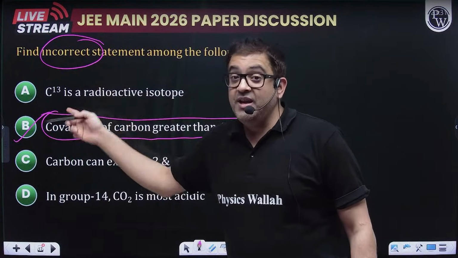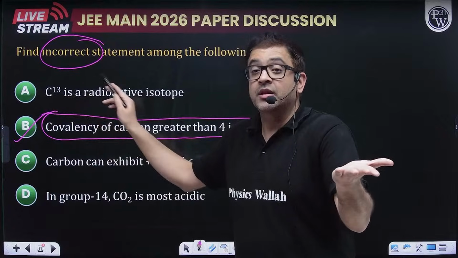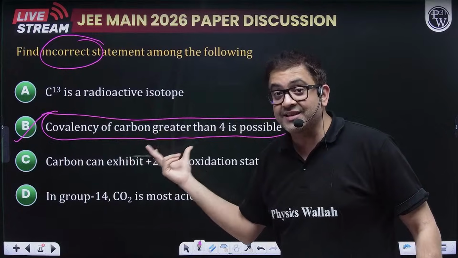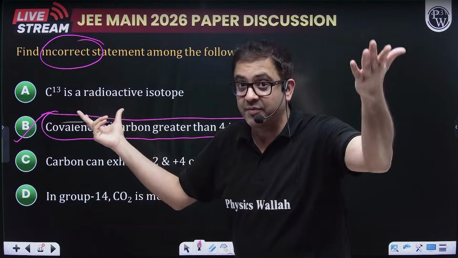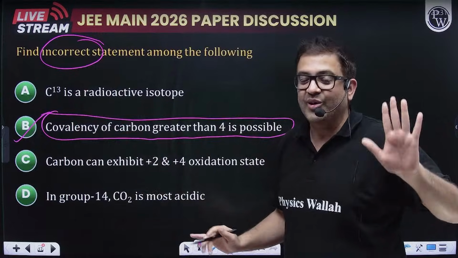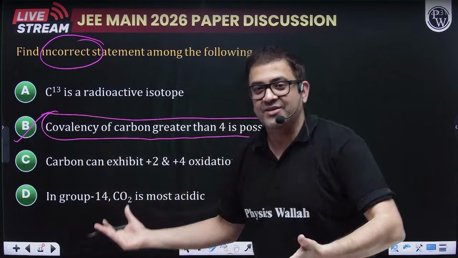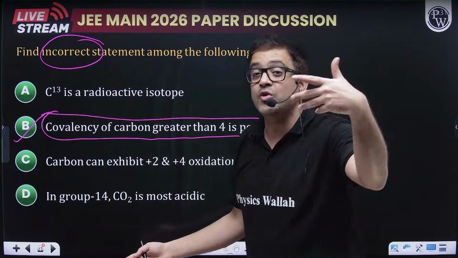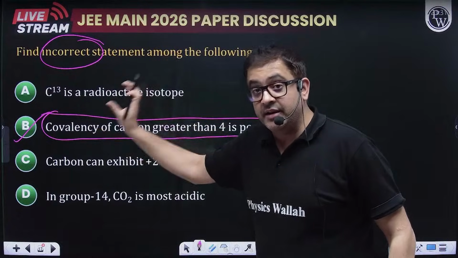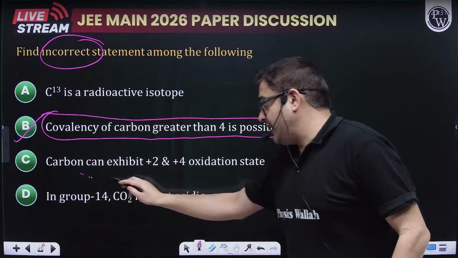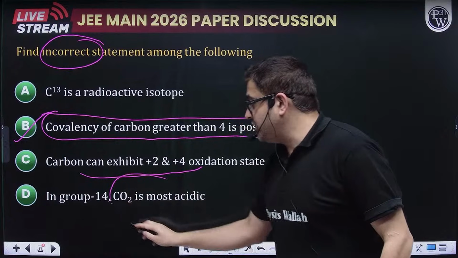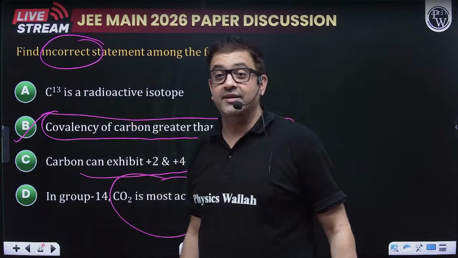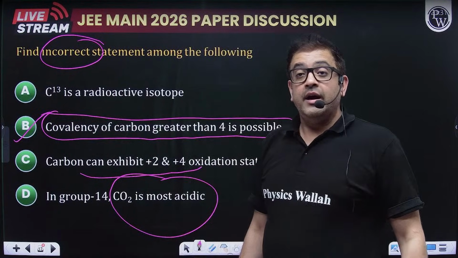Yes, maybe you do not know whether carbon 13 is radioactive or not. But even if you do not know this, you know that the first statement is incorrect, so that means this one will be correct. For later information, you should know C13 is not radioactive, although C14 is radioactive, but because this is a mains question, it is clearly visible that the first is incorrect. Carbon can exhibit +2 and +4 also, and CO2 in group 14 is most acidic. If you do not know this, still you can get the question correct.